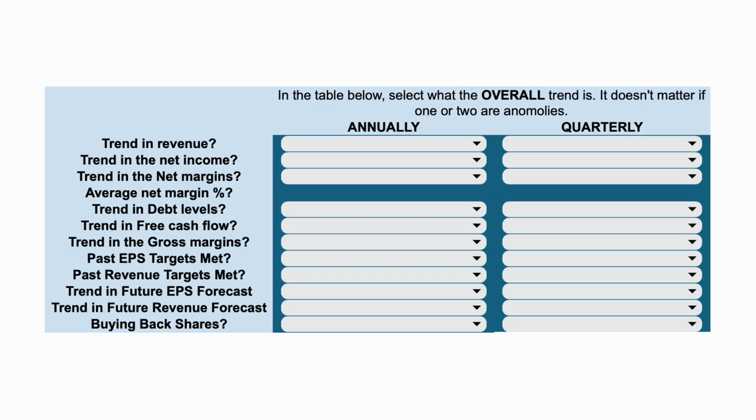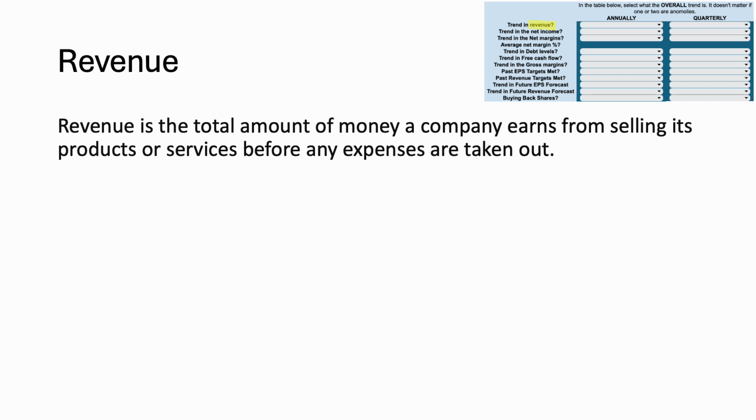So now I'm going to move on to the next section. So the next section talks about the company's financial side of things. So you've got things like revenue, margins, net income, earnings per share, and so on. So I'm going to go through these here. So the first thing I'm going to go through is revenue. So revenue in simple terms is how much money does the company make before any deductions from it.